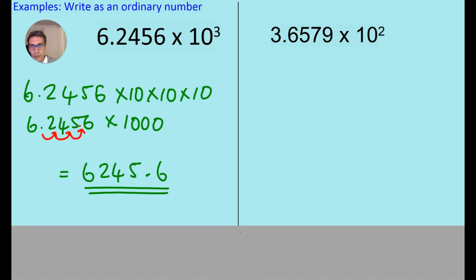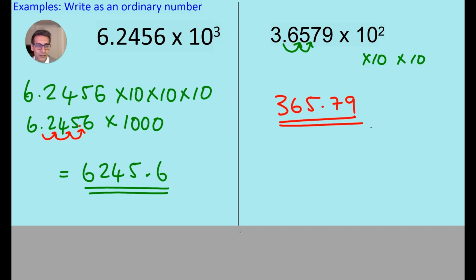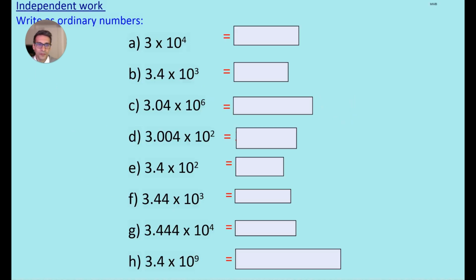Now the second example, make sure you have a go before I explain it to you. So here it comes. We know that 10 to the power 2 is just times 10 times 10. Or in other words, the decimal moves 2 places to the right. 1, 2. So in this case, we can just write it out straight away. 365.79. That's your answer.